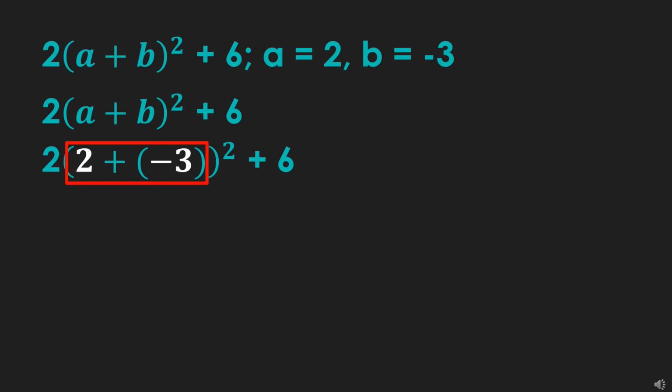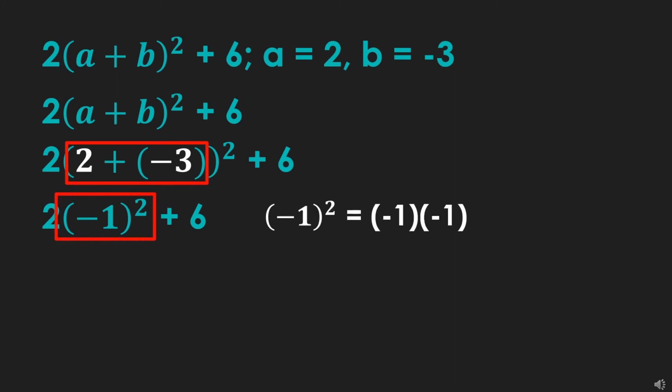Thus, we expect to have 0 pairs. And we have two 0 pairs here, which means then that the answer will be negative 1. Next, we deal with the exponent. And negative 1 squared simply means negative 1 times negative 1, which is positive 1 or 1. Again, it's positive because they have the same signs. And so the next thing to do is multiply. And that would mean 2 times 1, which is equals to 2.